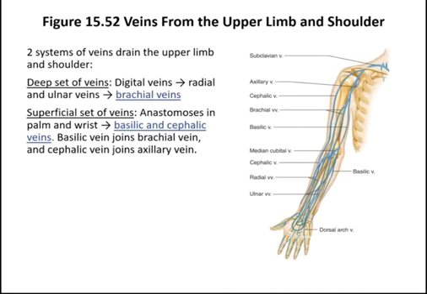Anastomosis is basically when blood vessels fuse. So there's kind of, not capillary level, but a little bit larger network of blood vessels that fuse and pass blood back and forth. And this is going to pass blood eventually to the basilic and the cephalic veins. The basilic vein joins the brachial vein, and the cephalic vein will join the axillary vein, and that's going to carry blood back.